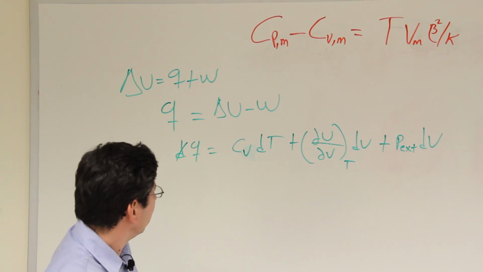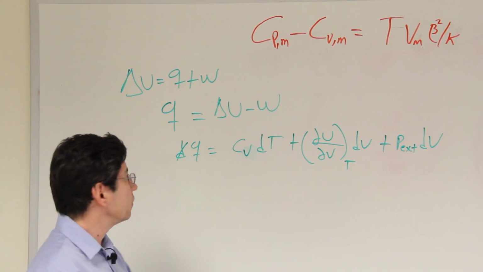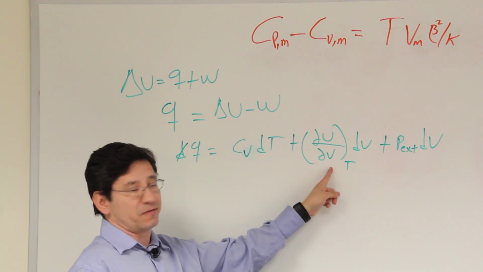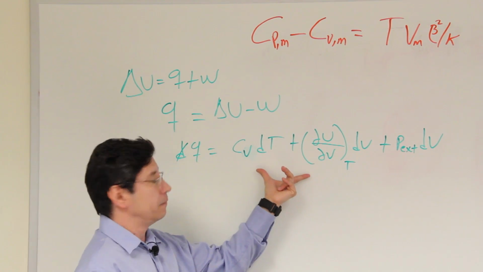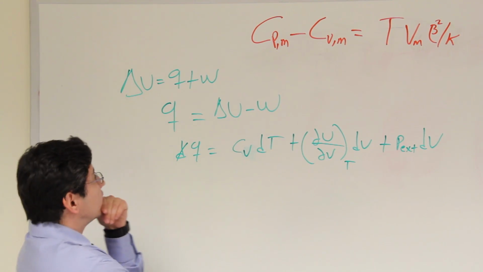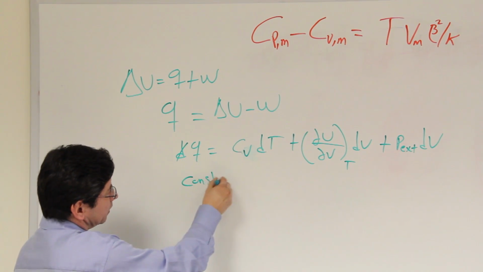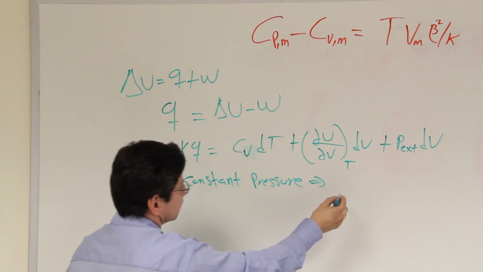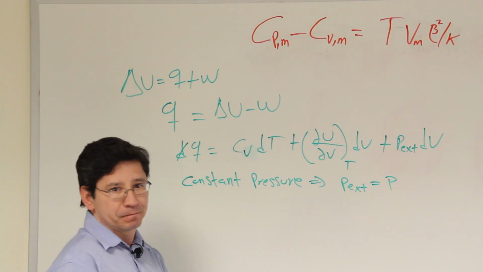Okay. No need to panic. Delta U, which is related to dU, is equal to Cv dT plus the dependence of U with respect to volume times dV. So this is something we did in class already, so we're using previous knowledge. Now we are going to add a constraint to this equation. Let's say that we consider the process to be at constant pressure, that is, P external equal P, constant.